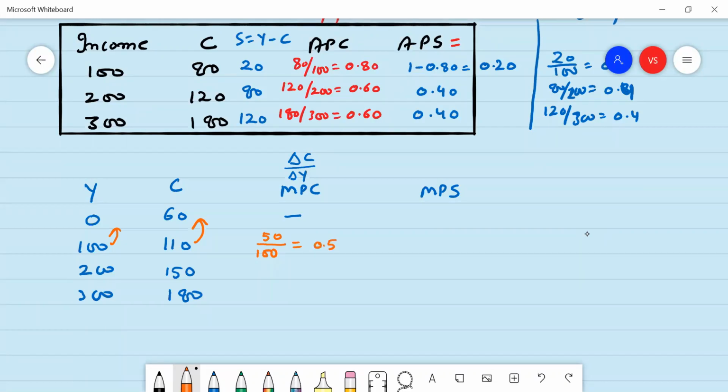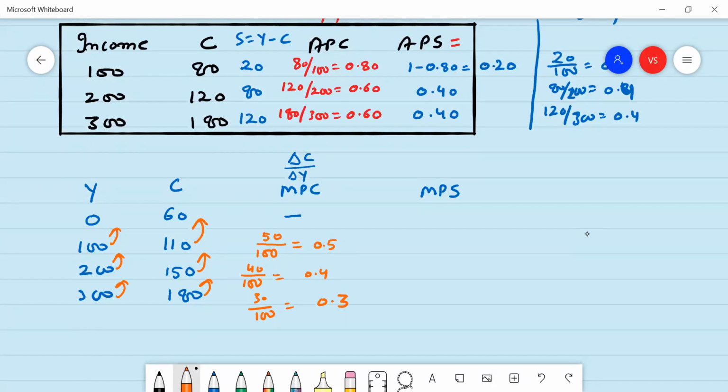Likewise, again take the difference from this to this. So 150 to 110, the difference is 40. And here the difference from this to this is again 100. So it's 0.4. Now 180 to 150, the difference between these two is 30. And this difference is 100. So the answer is 0.3. Now the values are, first is 0 dash, then 0.5, 0.4, 0.3.